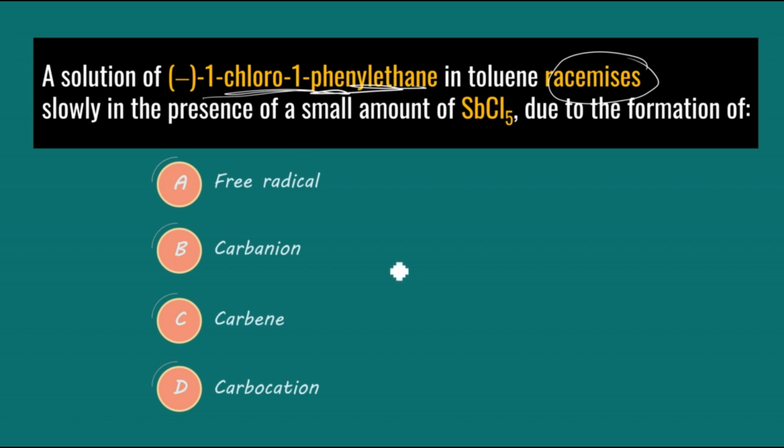The reactant given is 1-chloro-1-phenyl ethane in toluene, which racemizes. So why is the racemic mixture forming? Because of carbocation formation. Why is the carbocation formation step so important? Carbocations are planar, so they can facilitate top attack as well as bottom attack. That's why the racemic mixture is formed.